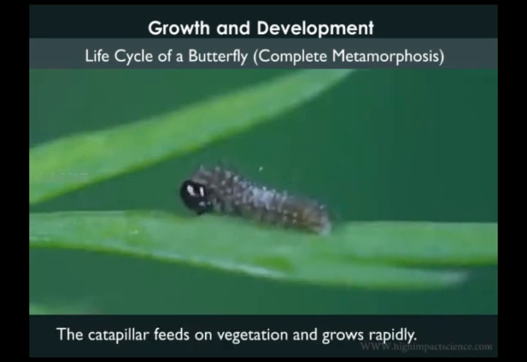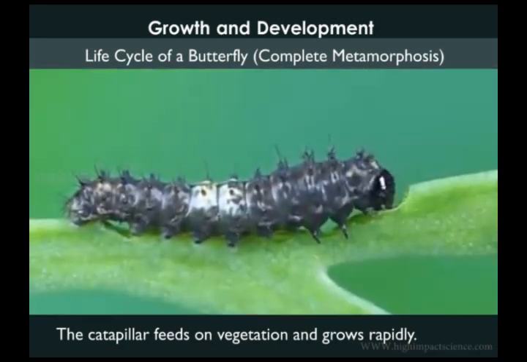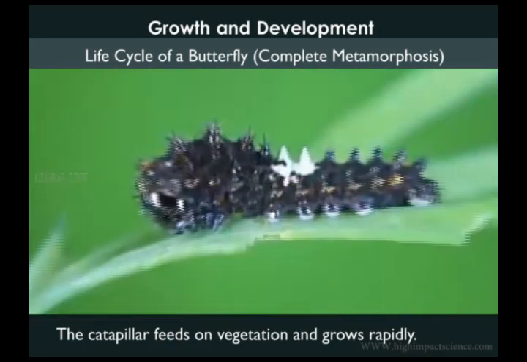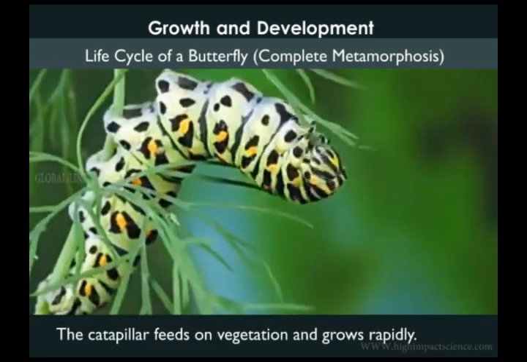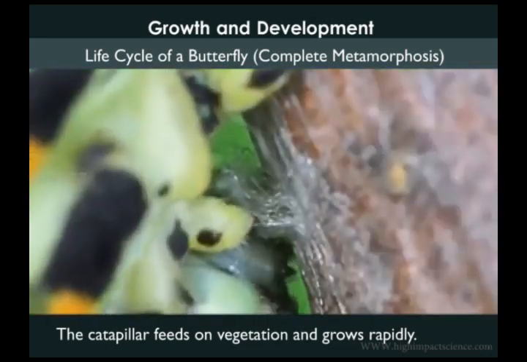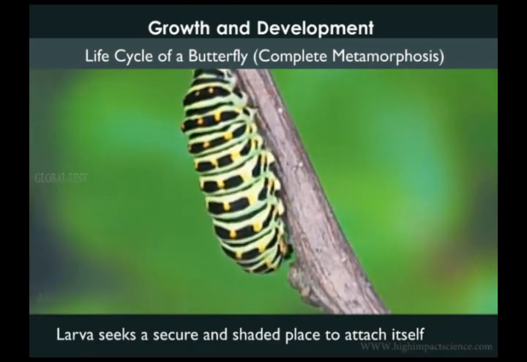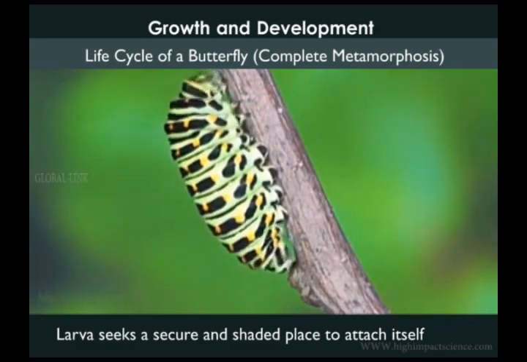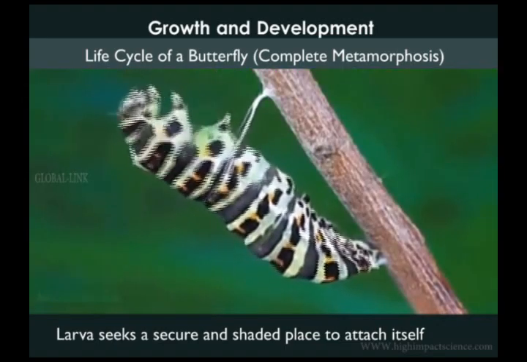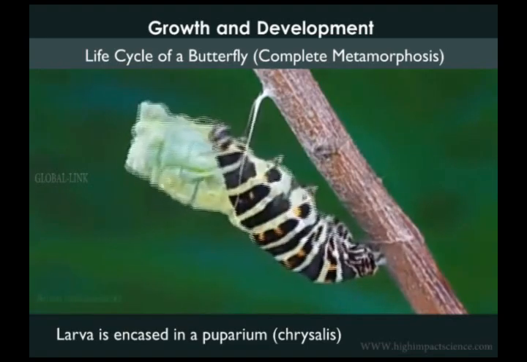The larva stage is a very active stage. The caterpillar feeds on foliage and grows rapidly in size with several molts to shed off the exoskeleton or the cuticle. It is the most destructive and devastating stage to crops. When the time comes, the larva will look for a shaded and secure place to attach itself, ready for the next stage of life. It securely attaches itself to a surface. The larva is then encased in a puparium and enters the pupa stage.